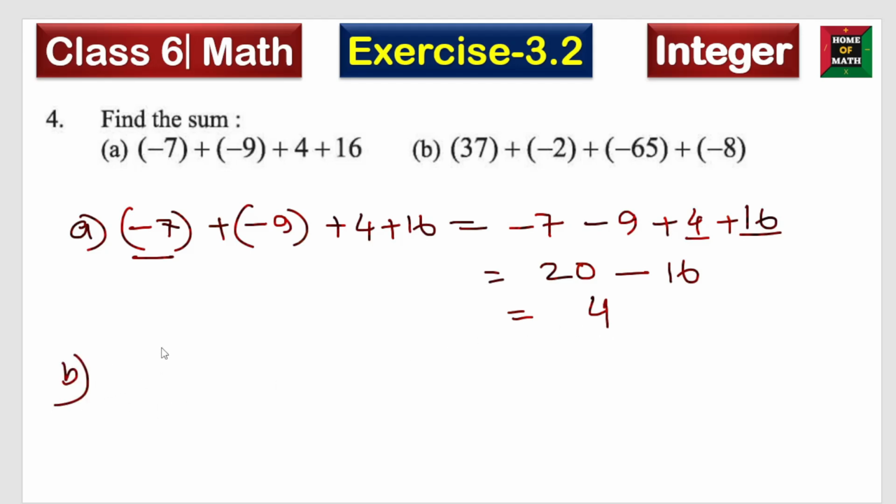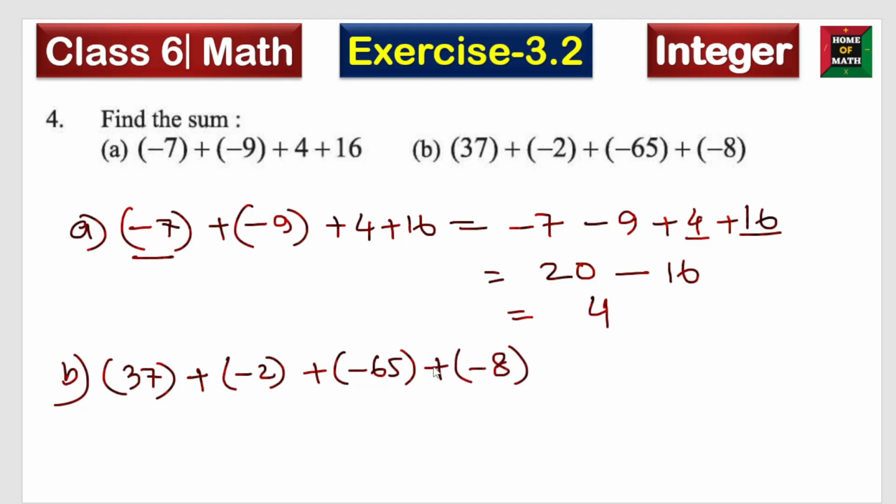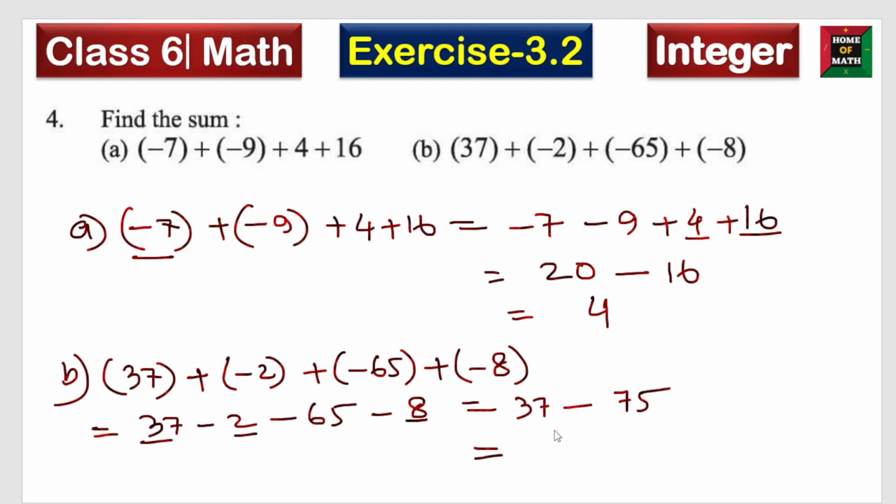Number B, 37, then plus, then minus 2, plus, then minus 65, plus minus 8. Okay, then we can write 37 plus and minus, minus 2, plus and minus, minus 65, plus and minus 8, right? So this is 37 here, minus 2 plus 8 is 10, 10 plus 65 is 75, right? So our answer is 37 minus 75, it should be minus 38.